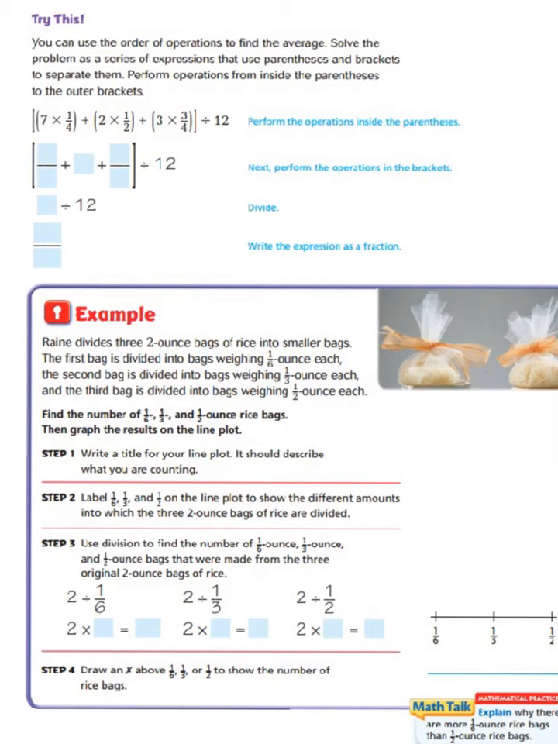So let's begin. Our problem is set up with a bracket and parentheses: 7 times 1/4 plus 2 times 1/2 plus 3 times 3/4, divided by 12. If we begin with the first step, 7 times 1/4, we know if we put our 7 over 1, that becomes 7/4.